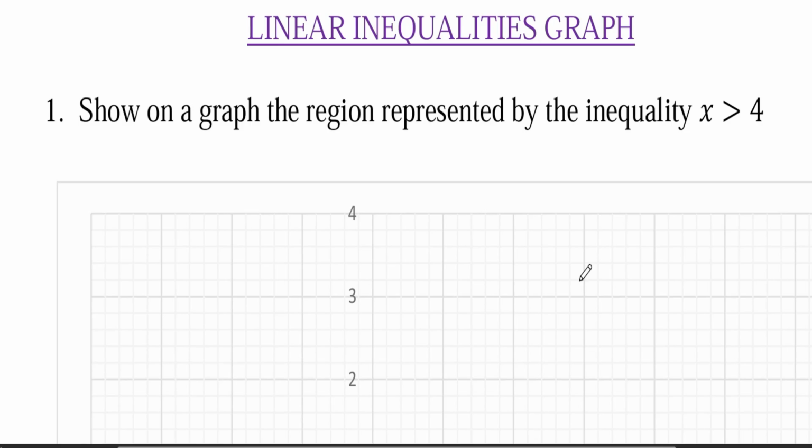Assalamu alaikum once again. We're still continuing from our previous subtopic. We continue with this graph, inequalities graph.